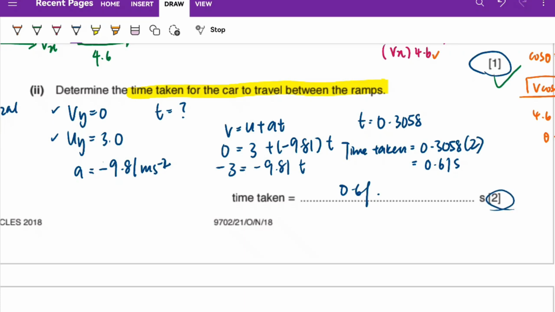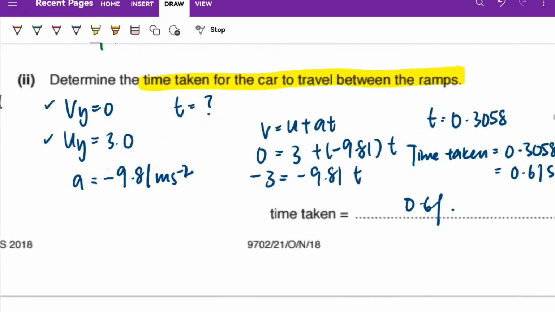So be careful on what velocity you are taking. Is it vertical? Is it horizontal? You can't take one as vertical, one as horizontal. You can't do that. It doesn't work that way.